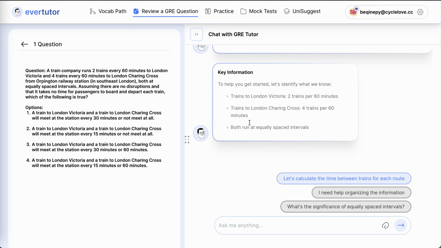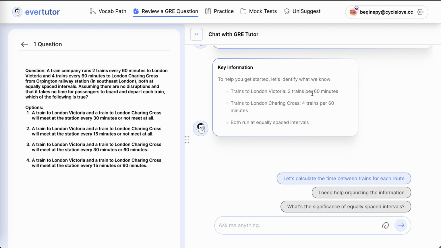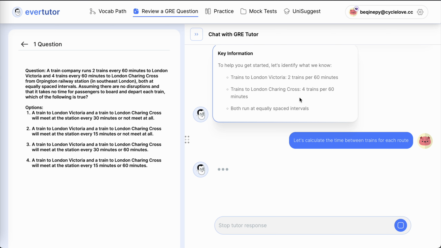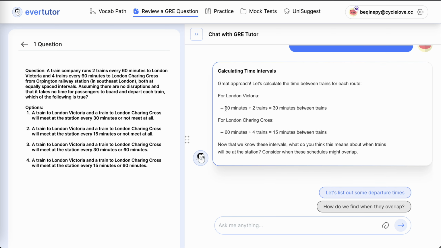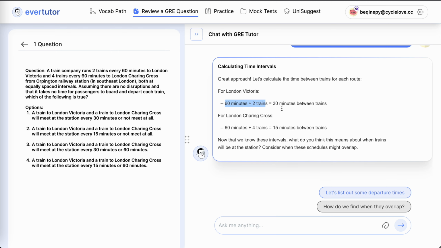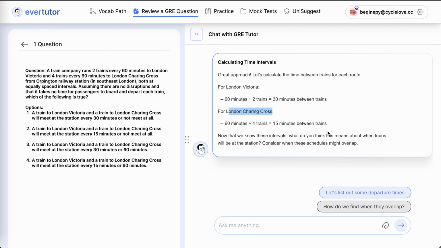So let's solve it. Key information: two trains per 60 minutes, four trains per 60 minutes. Let's calculate the time interval between the departures of these trains. For Victoria, in 60 minutes, two trains depart, so every 30 minutes there is a train. For London Charing Cross, 60 by 4, that is a 15 minute interval between these trains.